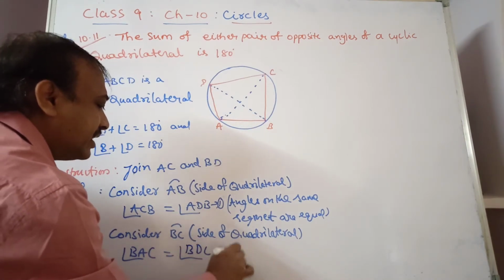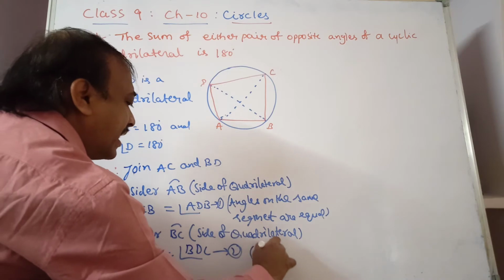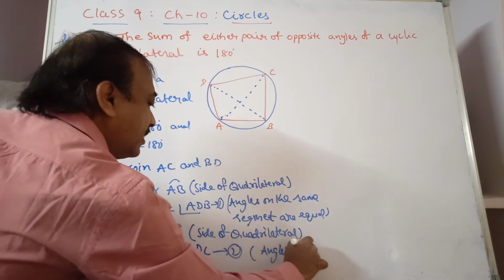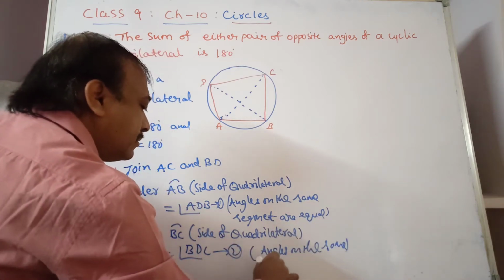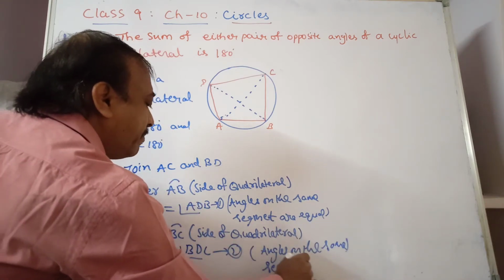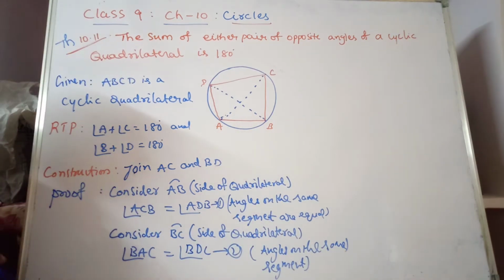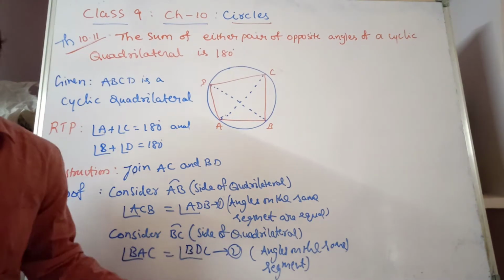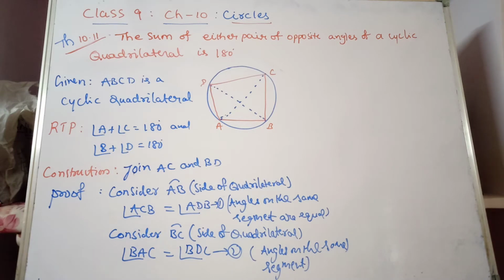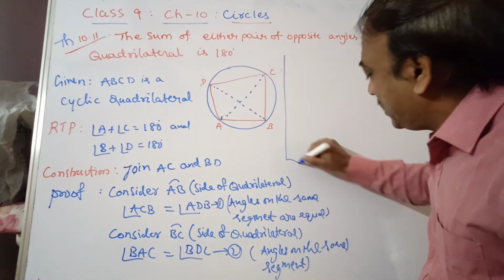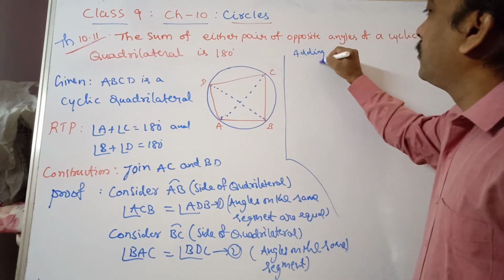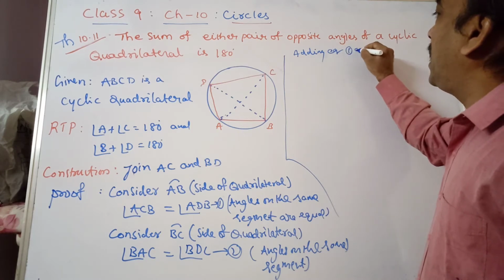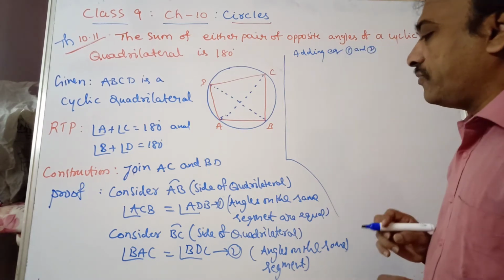Let this be equation 2. Reason: angles on the same segment, or you can write the theorem number: angles on the same segment of a circle are equal. So we got two equations. So add equation 1 and equation 2. What are the equations? LHS, RHS, we add. So adding equation 1 and 2.